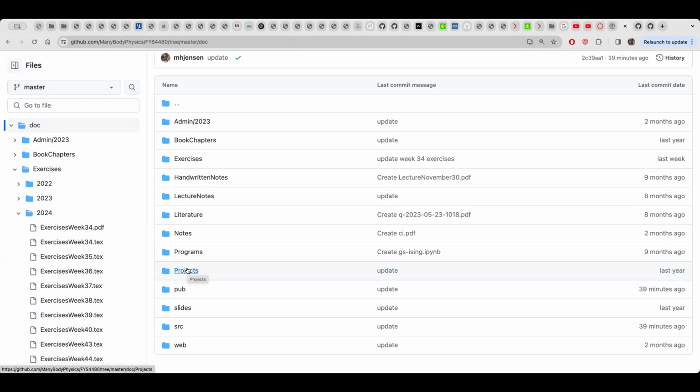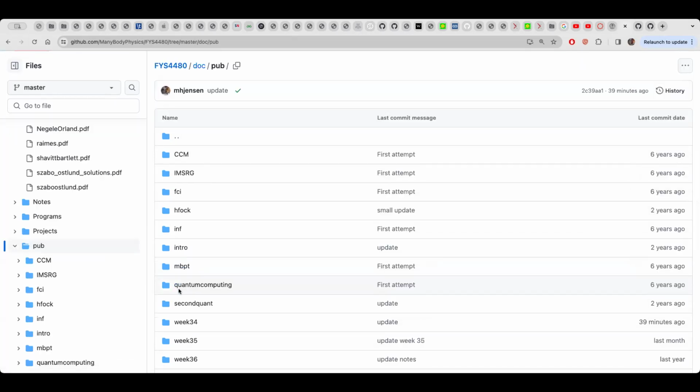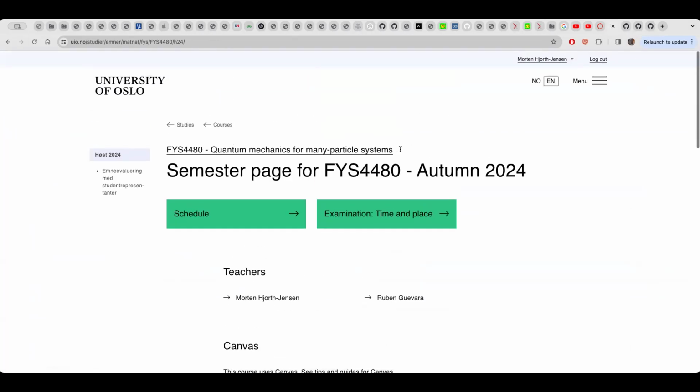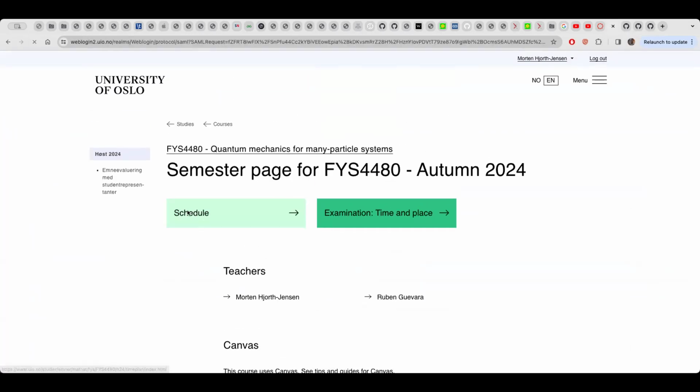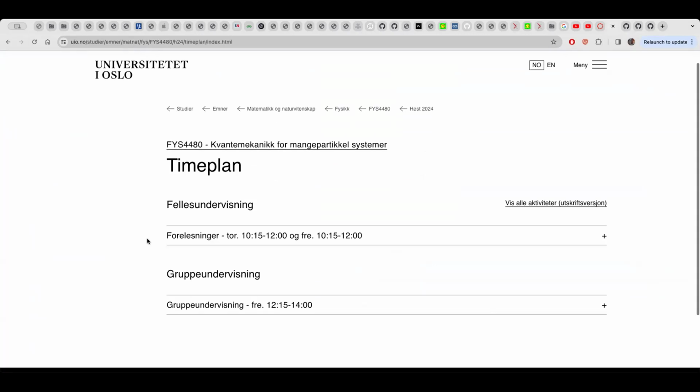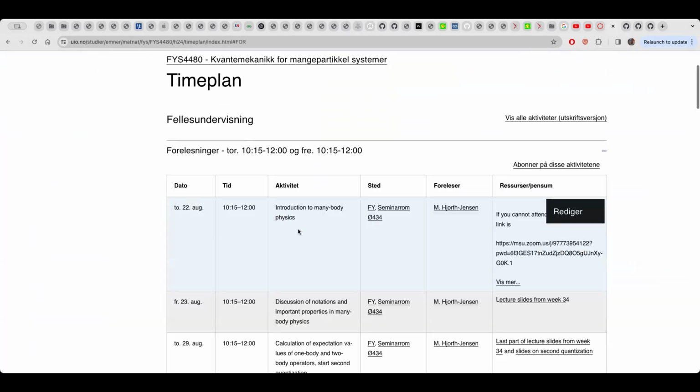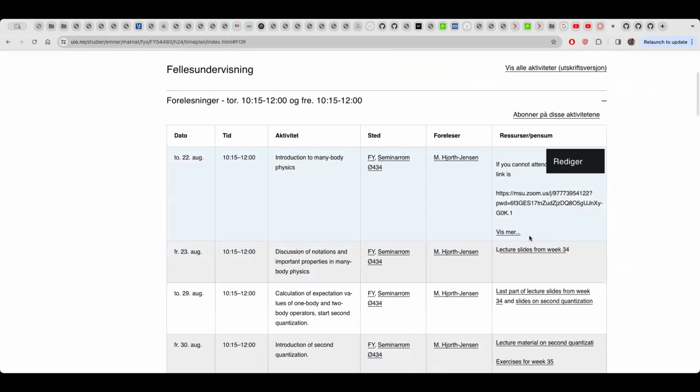The folder, which is called Pub here, is where you will find the weekly material, but you will also find that linked. So the weekly material, if you go to the official website, you have this schedule site. And when you look at the material here, you will typically find a link to the lecture slides for that specific week.